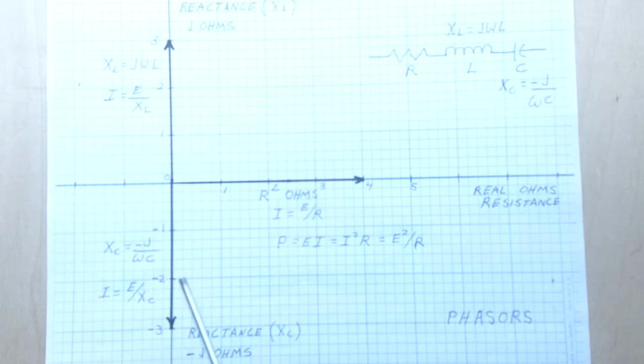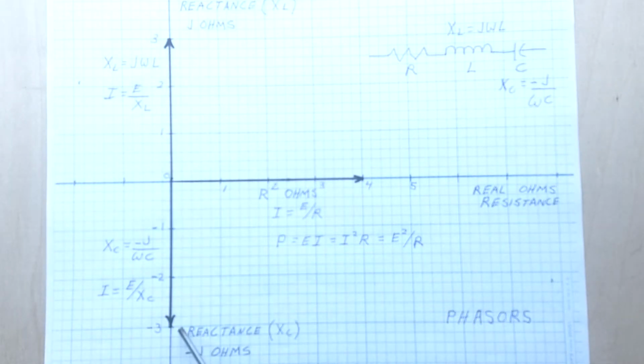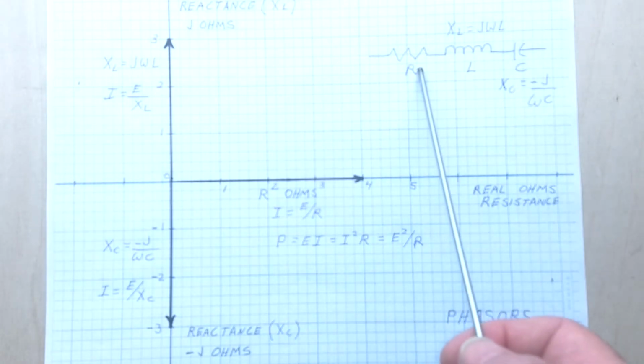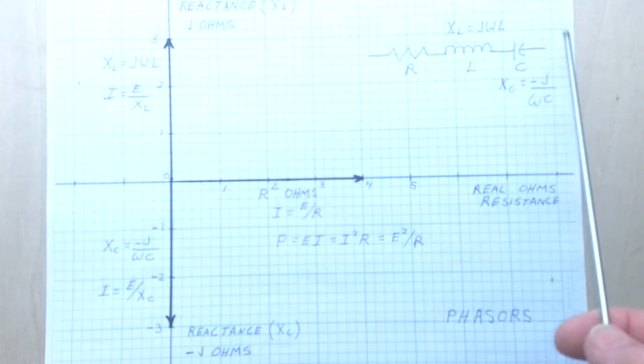For this example, the frequency and the value of L and C were selected to give us 3 ohms in both cases. And we've plotted it here with a 4 ohm resistor. If we were to pass 1 ampere through our circuit, we would get 4 volts across the resistor and 3 volts across each of our reactors.